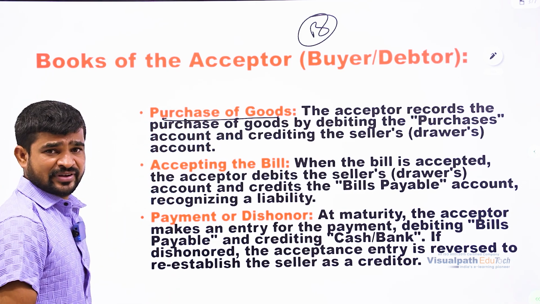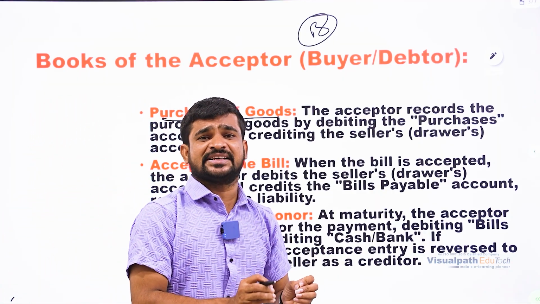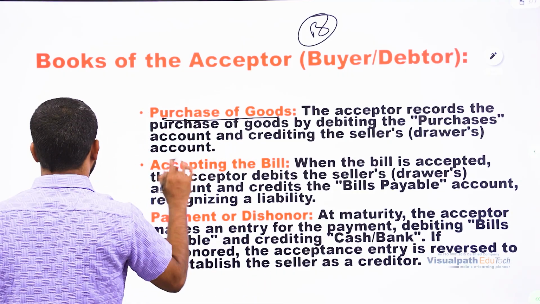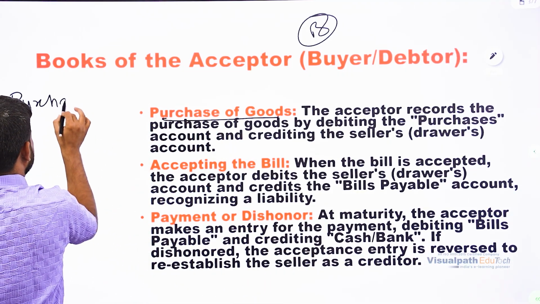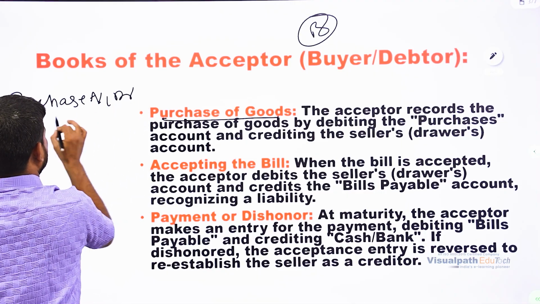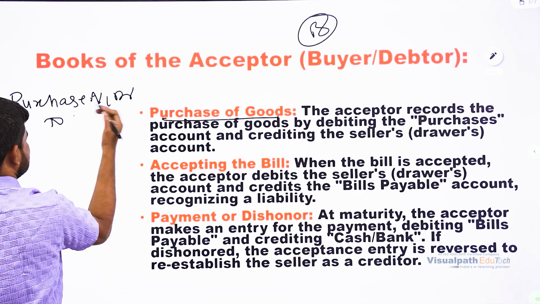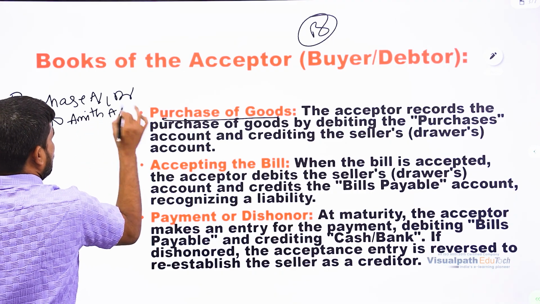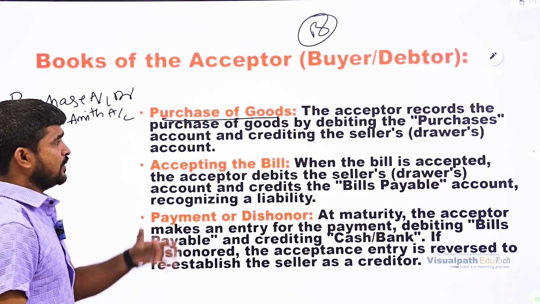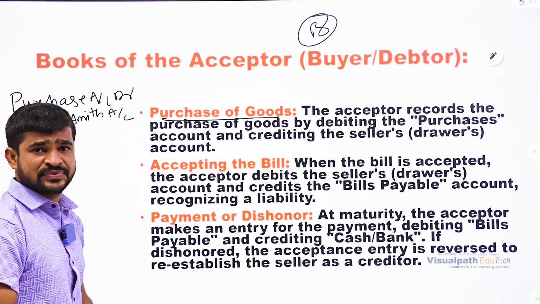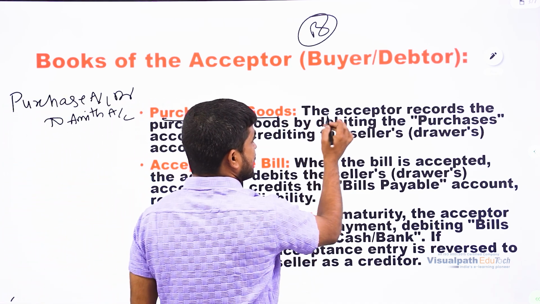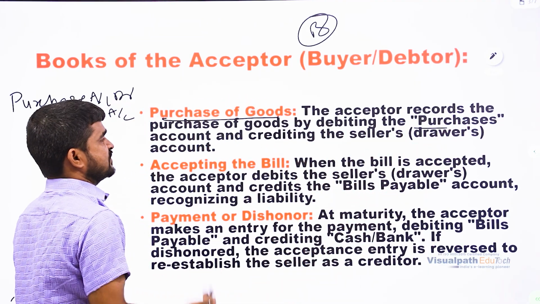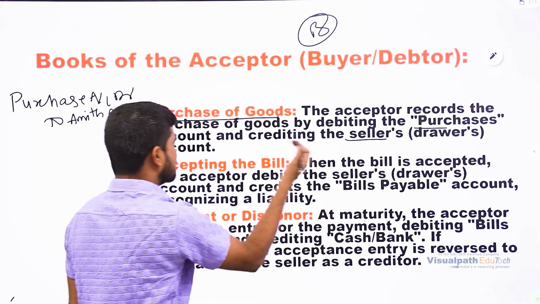When he purchased the goods on credit basis from A, what will be the entry? A normal entry when we purchase goods: purchase account debit, to what should we write? The person's name. For example, A is equal to Amit account. Okay, purchase account debit to Amit account. Like this entry we will make when we purchase the goods on credit basis. The explanation is the same: the acceptor records the purchase of goods, debiting the purchase account and crediting the seller's, the drawer's, account.